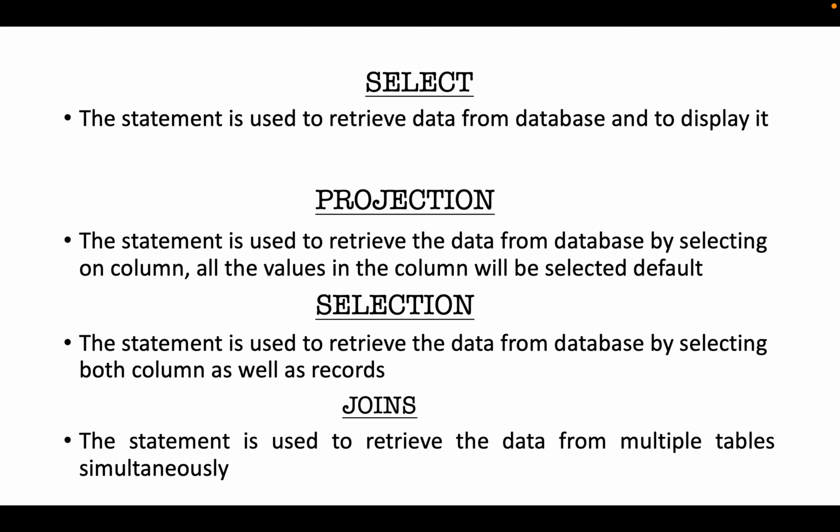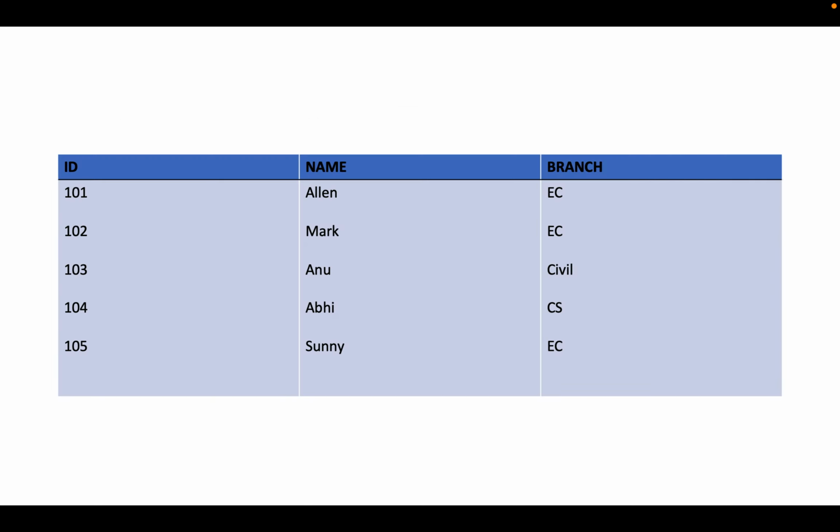The above three statements deal with a single table, but joins are used to retrieve data from multiple tables simultaneously, which means retrieving data from multiple tables at the same time. Okay, so this is the thing. See here, as an example, it's a sample table. Okay, so just note this.